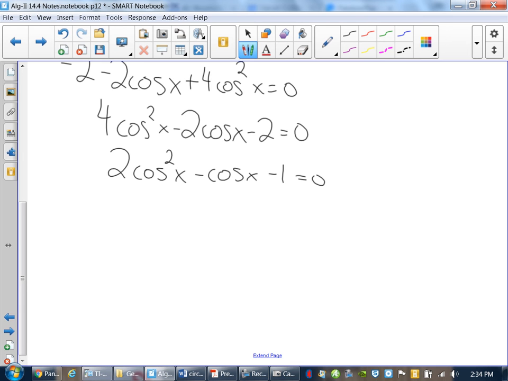At this point, you can go ahead and do what we were doing earlier, that u substitution, by writing it as 2u squared minus u minus 1. Or since it's just a squared term, treat it as you would normal factoring. What times what is negative 2, and you add together to get negative 1?